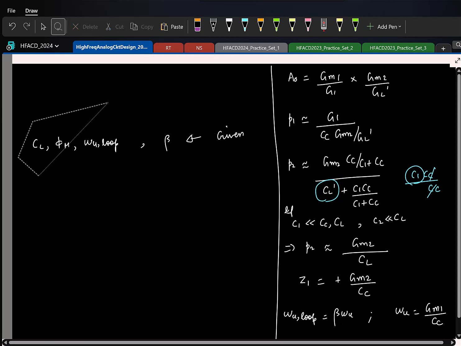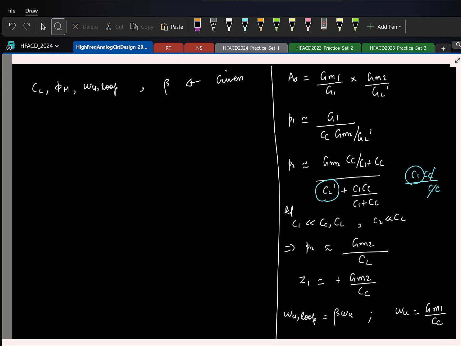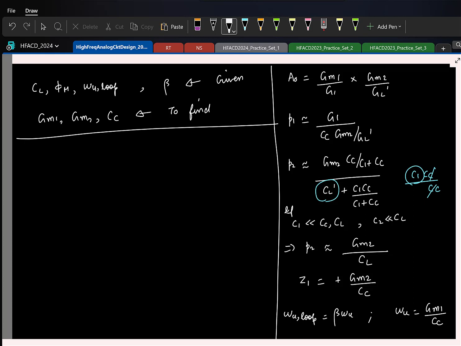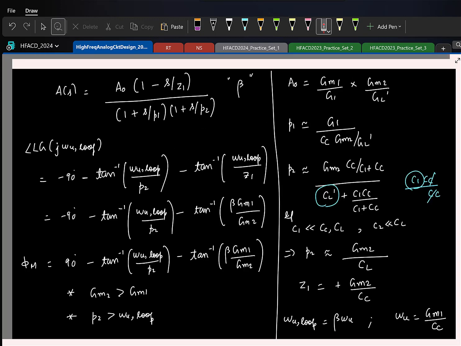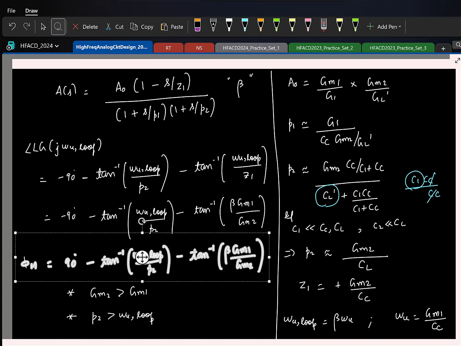Let's say we want to design this two-stage OTA at a system level. That is, I essentially want to find GM1, GM2 and the compensation capacitor CC. So how do you think we can proceed? We know omega u loop. Omega u loop is beta times GM1 by CC. We don't know GM1, we don't know CC. Let me copy the phase margin expression. So we are also given the phase margin.